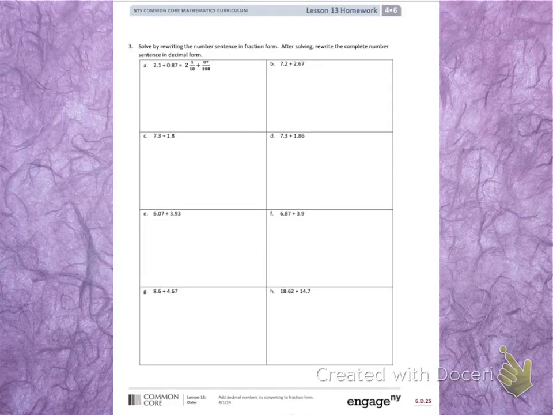Grade 4, Module 6, Lesson 13 homework. Number 3. Solve by rewriting the number sentence in fraction form. After solving, rewrite the complete number sentence in decimal form.